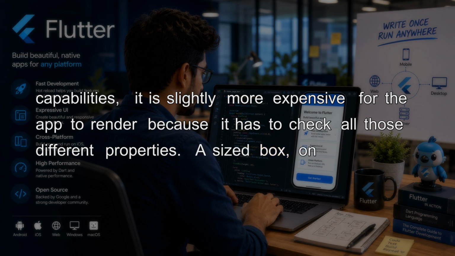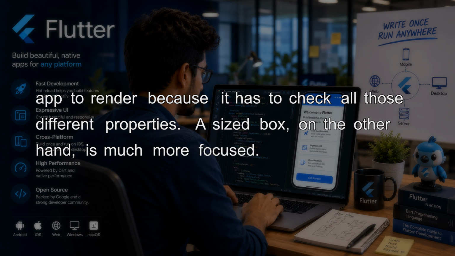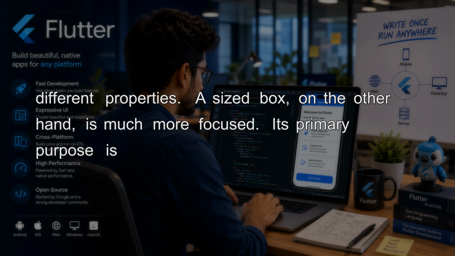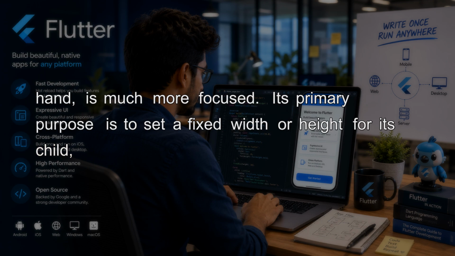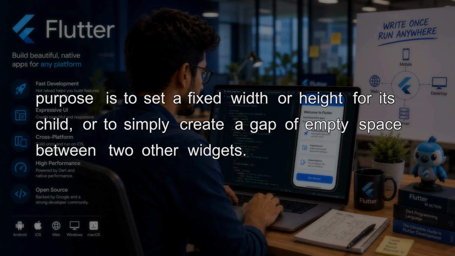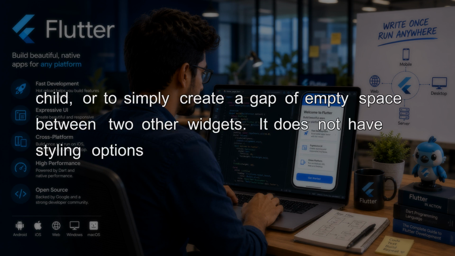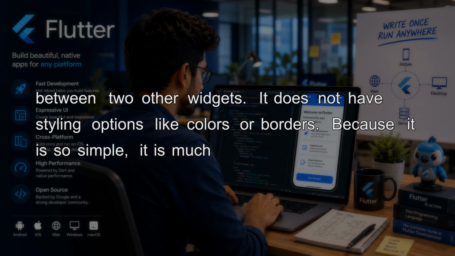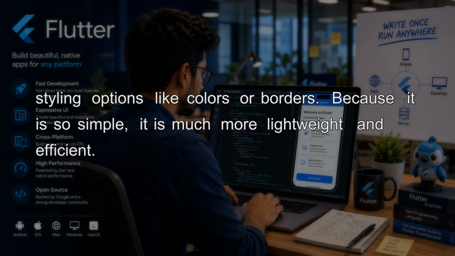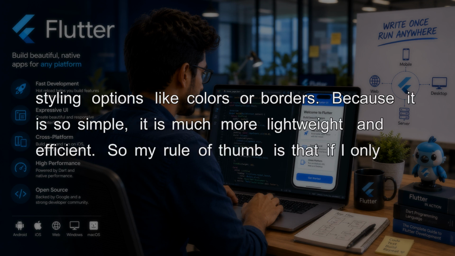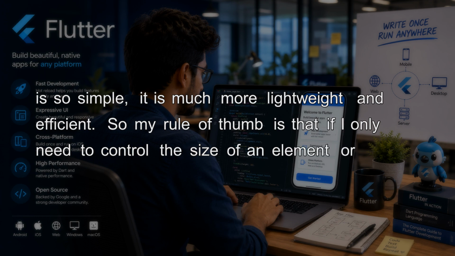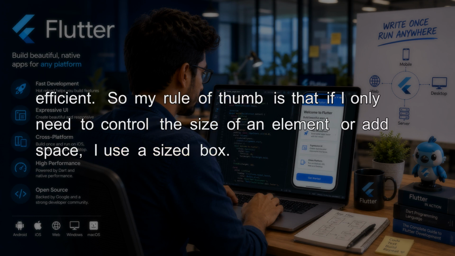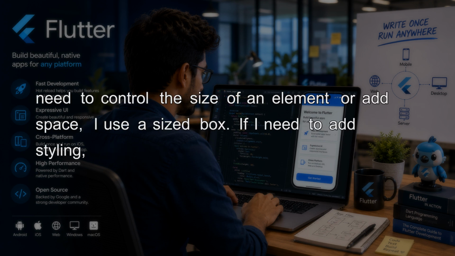A sized box, on the other hand, is much more focused. Its primary purpose is to set a fixed width or height for its child, or to simply create a gap of empty space between two other widgets. It does not have styling options like colors or borders. Because it is so simple, it is much more lightweight and efficient. So my rule of thumb is that if I only need to control the size of an element or add space, I use a sized box. If I need to add styling, decoration, or padding, then I reach for a container.